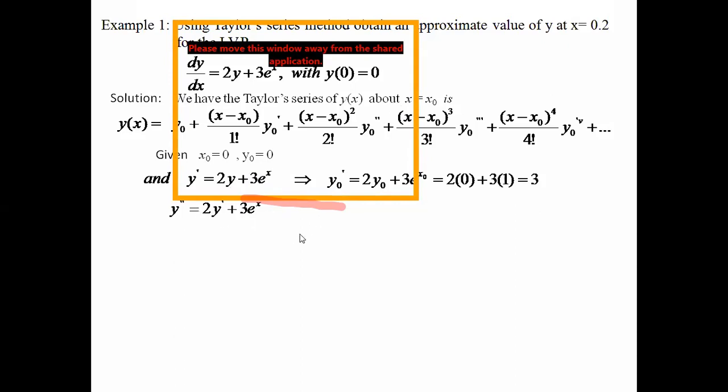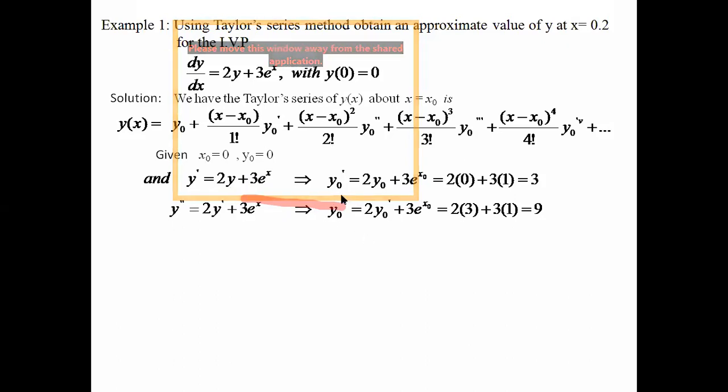So once you have the second derivative, you can find the value of that second derivative at the point x is x naught and y is y naught. It is usually denoted by y0 double dash. So for y0 double dash, you replace y by y naught and x by x naught. So it gives 2 times y0 dash plus 3 times e power x naught. But y0 dash, we have already written, it is 3. And e power x naught, that means x naught is 0 here, e power 0 is 1. E to the power 0 is always 1. So it is 2 times 3 plus 3 times 1. So 6 plus 3, 9 you got. That is the second derivative.